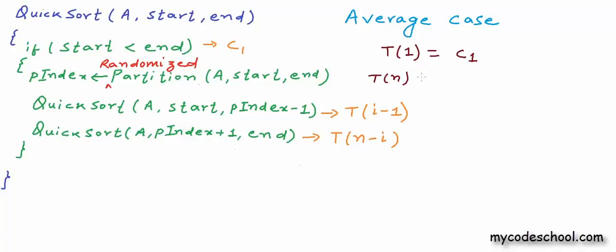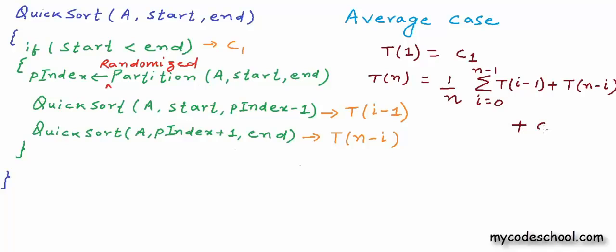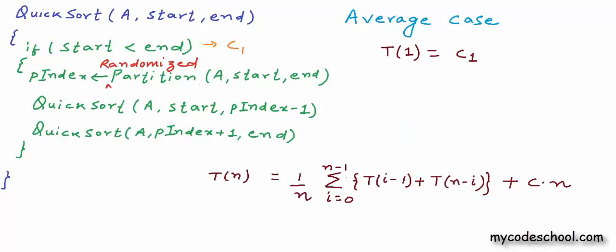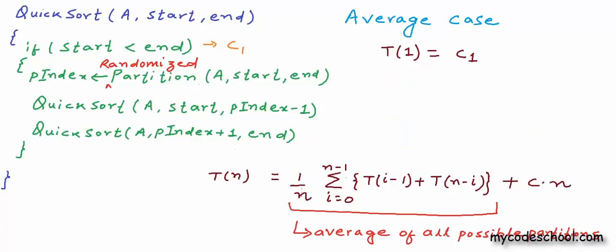So I'm going to say that Tn will be the average of all possible partitions, or all possible values of i. Apart from this average cost, the cost of partition is some constant times n. So we have this recurrence relation to solve. I'm writing it down here. We are taking an average of all possible partitions here by summing up time taken in all possible splits and then dividing the sum by n.